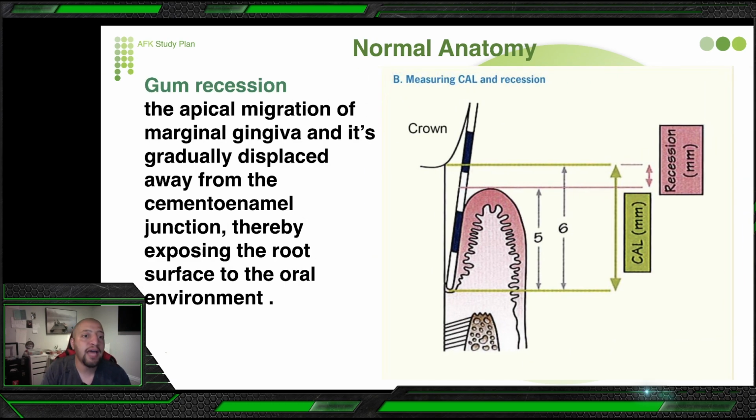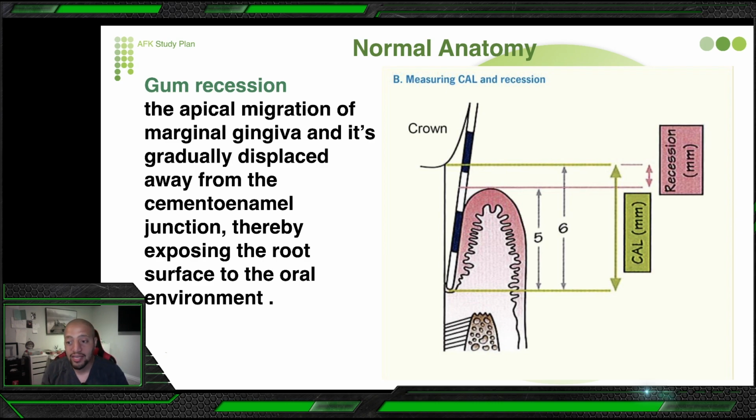Gum recession is the apical migration of the marginal gingiva, which is gradually displaced away from the cement to enamel junction, thereby exposing the root surface to the oral environment. Here you can see the recession is the space between the cement to enamel junction and the free gingival margin. The clinical attachment loss is still the same, from the cement to enamel junction to the depth of the pocket. So in this case, the clinical attachment loss will be more than the probing depth.